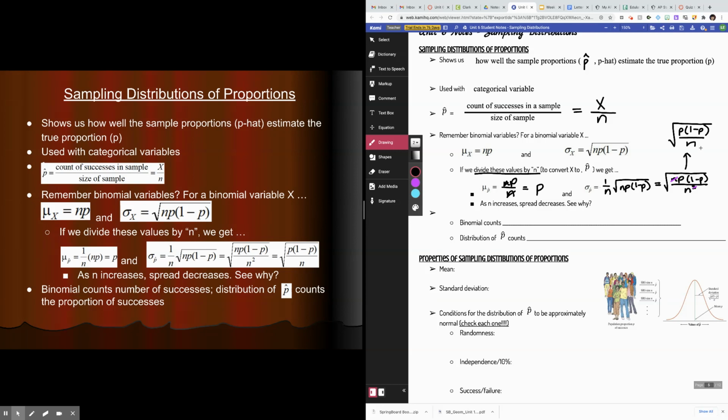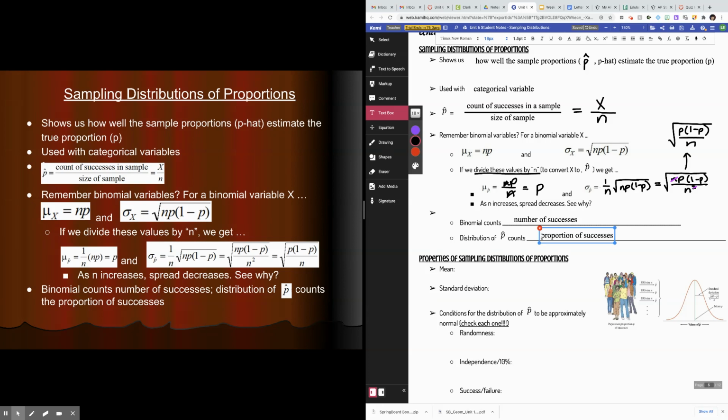Now, the question that I get asked most about sampling distributions of proportions is, well, if we can figure all of this out using a binomial variable, and we already have formulas for a binomial variable, why would you do that? Why bother, right? Because they're essentially talking about the same thing. You can describe the same variable using a binomial distribution or using a sampling distribution of proportions. It's just that the binomial variable counts the number of successes, and the sampling distribution of p hat counts the proportion of successes. But you're essentially describing the same variable.